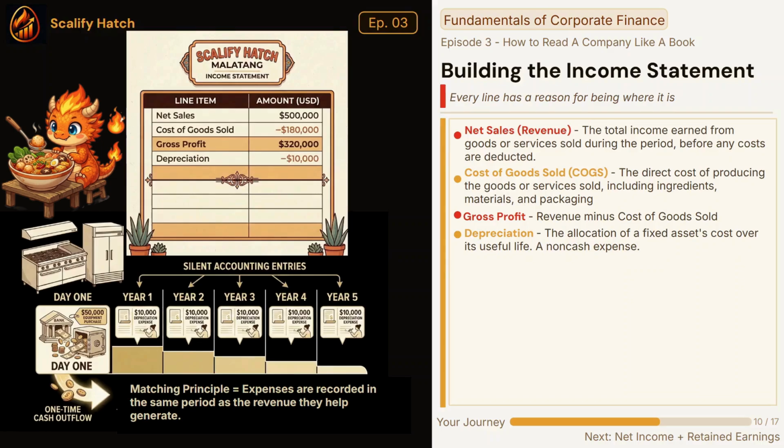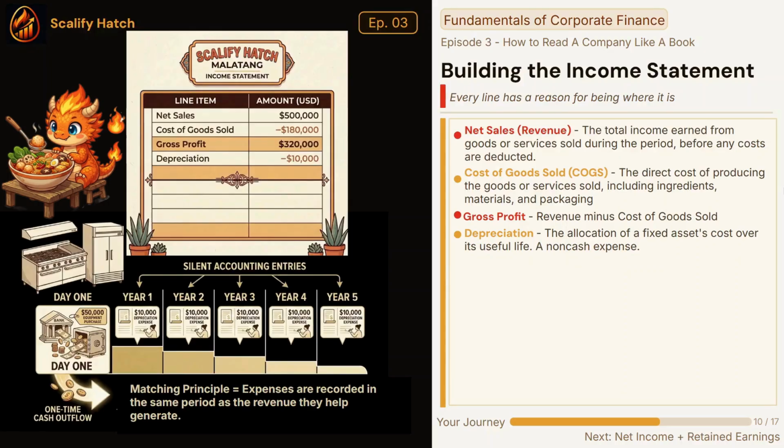It makes the income statement more accurate over time, but it also means that the income statement is not the same as a cash flow statement. We'll come back to exactly why that matters in the next episode. For now, just remember this. Depreciation shows up as an expense, but no cash goes out the door when it's recorded. Now let's go back to the income statement.